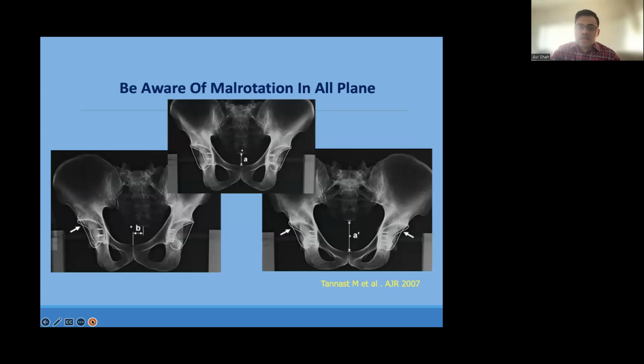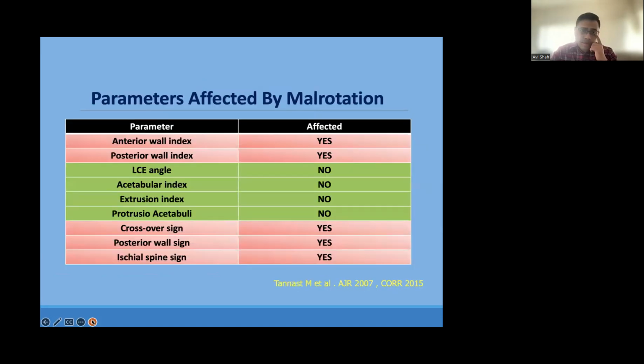Beware of malrotation in different planes, as I said, inlet, outlet, and even internal or external rotation of the hemipelvis, because it changes the parameters of the things that we want to see on X-ray. The basic parameters affected by malrotation are your anterior and posterior wall index, your crossover sign, posterior wall, and ischial spine sign. That means malrotation mainly affects the way we interpret version on the X-ray. But our LCE angle, acetabular index, extrusion, and protrusion signs usually do not change with malrotation.